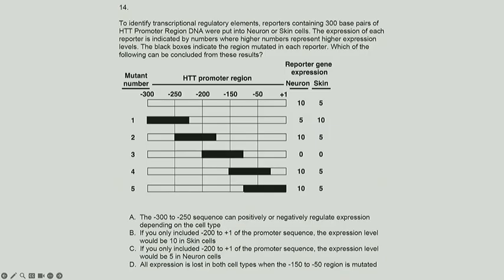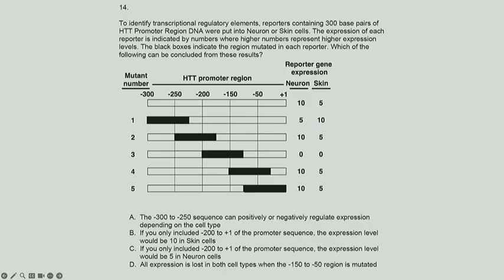Which one of these would it match? If I deleted everything upstream of there, it's going to be most similar to 1 because the effect of 2 is nothing, right? Mutagenizing 2 did not change it from baseline. So if I do just the -200 to +1, if I've deleted everything that's upstream of the -200, I'm going to look just like condition number 1 here. I'm going to have 10 expression in the skin cells and 5 expression in the neuron cells.